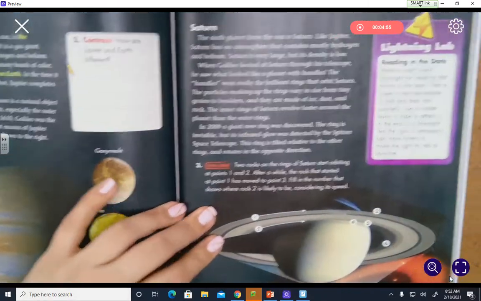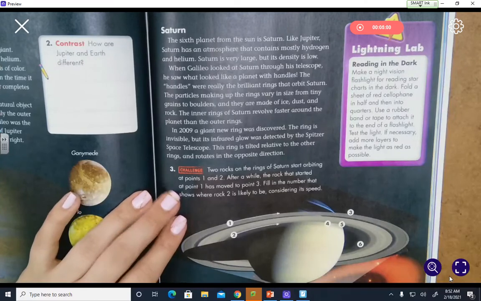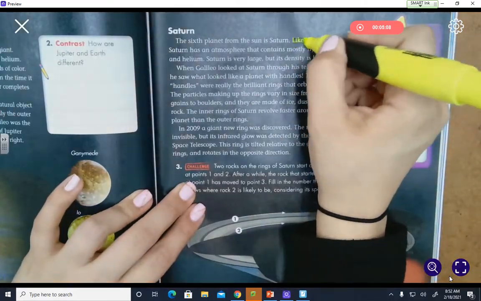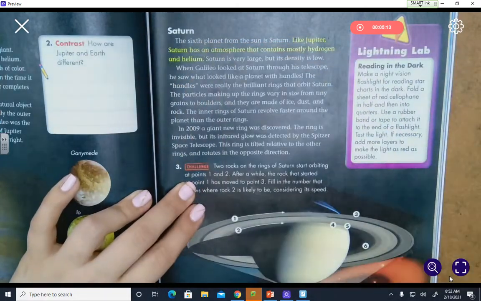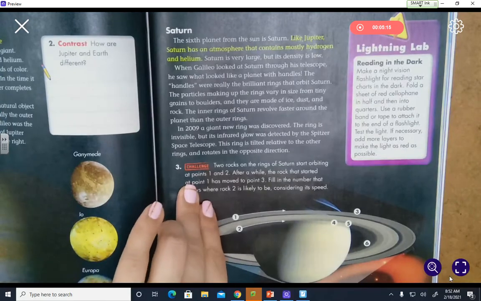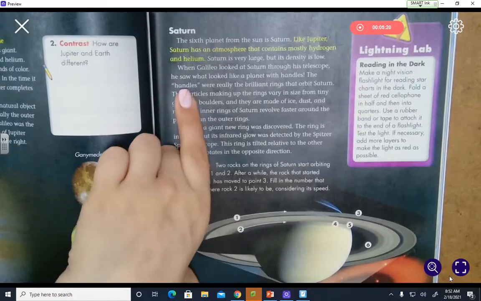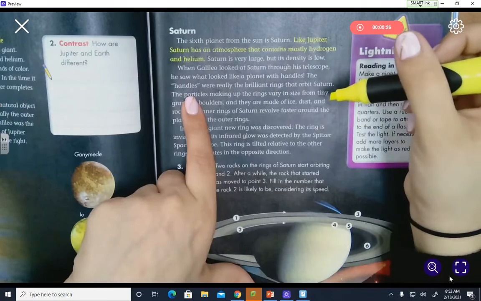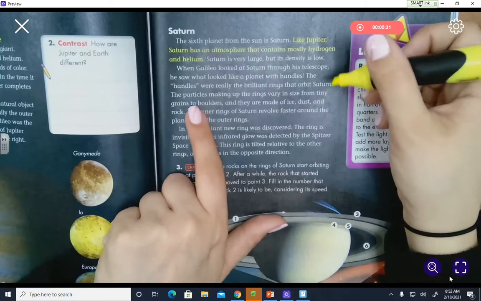Next, we're going to read about Saturn. Saturn is the sixth planet from the sun. Like Jupiter, Saturn has an atmosphere that contains mostly hydrogen and helium. I want you to highlight that. Saturn is very large, but its density is low. When Galileo looked at Saturn through his telescope, he saw what looked like a planet with handles. The handles were really the brilliant rings that orbit Saturn.